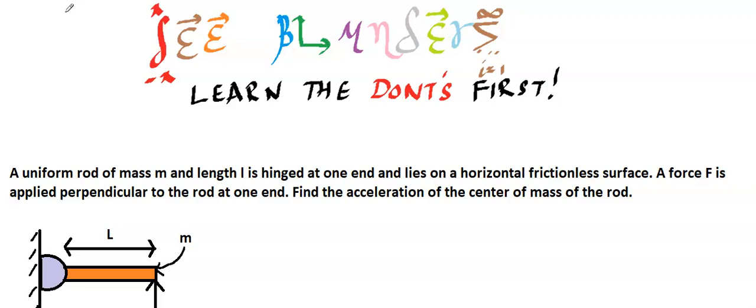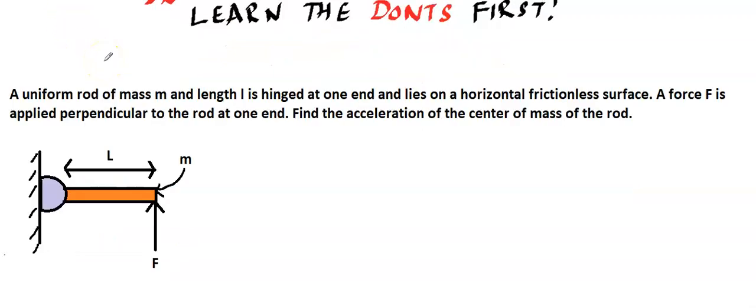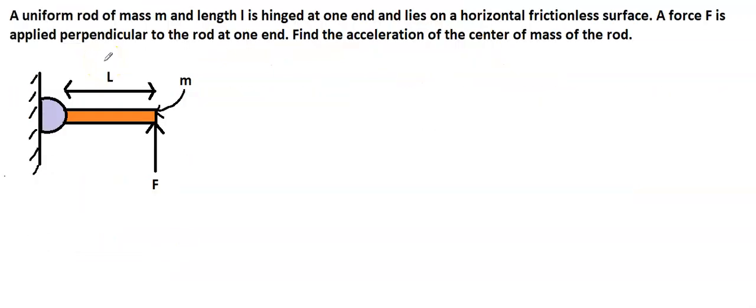So today we'll be starting with a new topic, rotational mechanics. A uniform rod of mass m and length L is hinged at one end and lies on a horizontal frictionless surface. A force F is applied perpendicular to the rod at one end. So find the acceleration of center of mass of the rod. So basically we have to find the acceleration of this point, which, if it's a uniform rod, is at a distance L by 2 from one end.